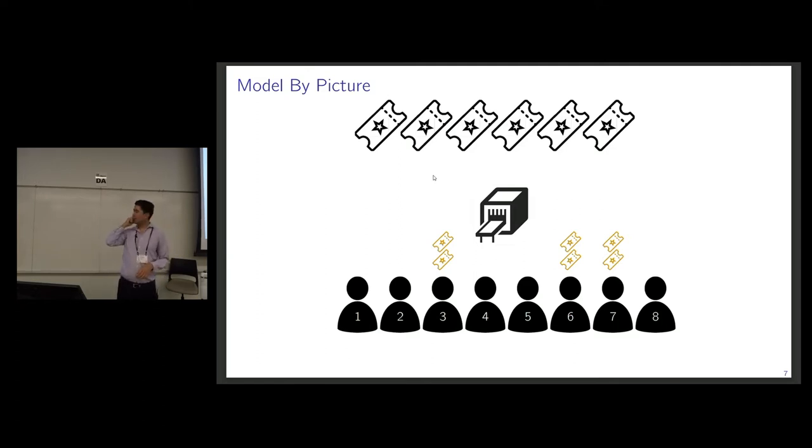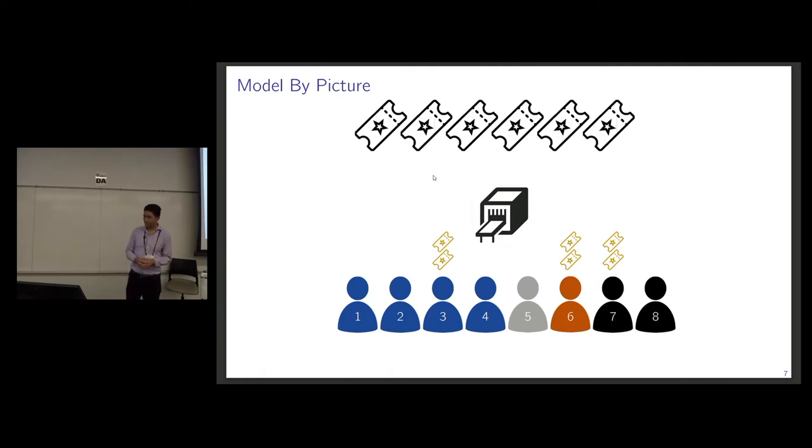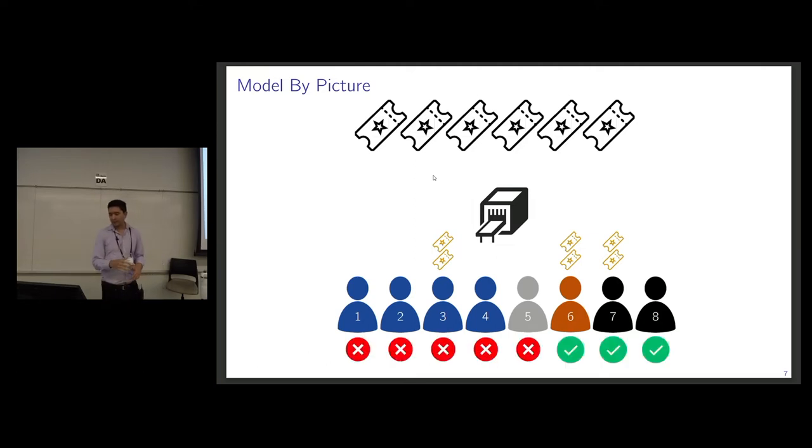So now we have the allocation, but we must determine if they're happy or not with it. In our model, we're going to partition the set of individuals into disjoint groups. Here we have 4 groups represented by different colors. And we're going to say that an individual is happy with the allocation if and only if, collectively, the members of a group obtain enough tickets for everyone in the group. So in particular here, the blue group and the gray group are not happy. By contrast, the orange and the black group are both happy.